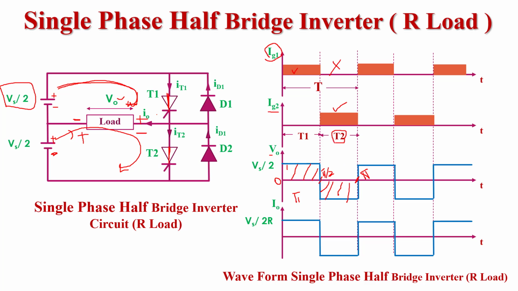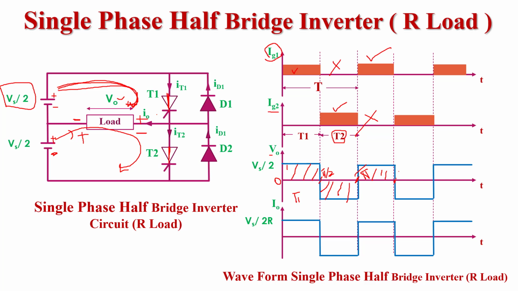and the T2 thyristor will be turned on this time. Now what happened after pi? After pi, again we will give a triggering pulse to thyristor T1. So T1 will be turned on and we remove the triggering pulse from the T2 thyristor. So the T2 thyristor will be turned off this time. Again current flows in this direction, the reference direction. So the output voltage across the load is again Vs by 2. So here we see the output voltage is again Vs by 2 from pi to this point, 3 pi by 2.